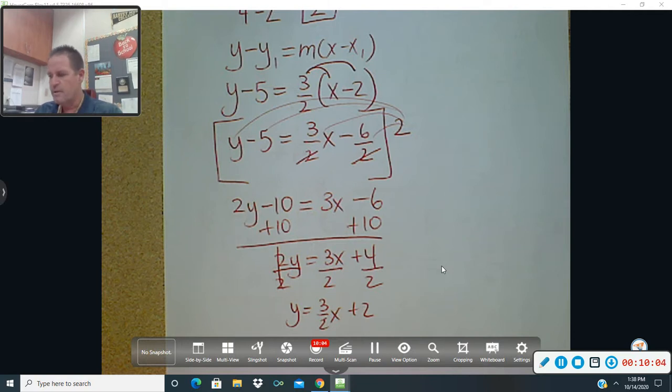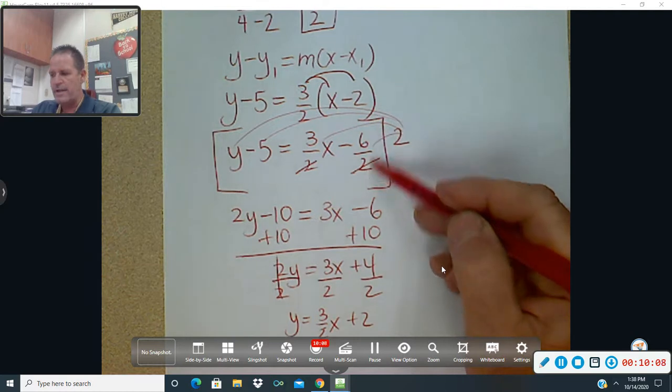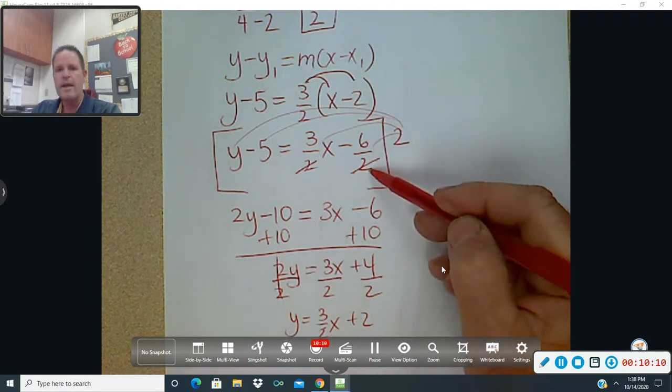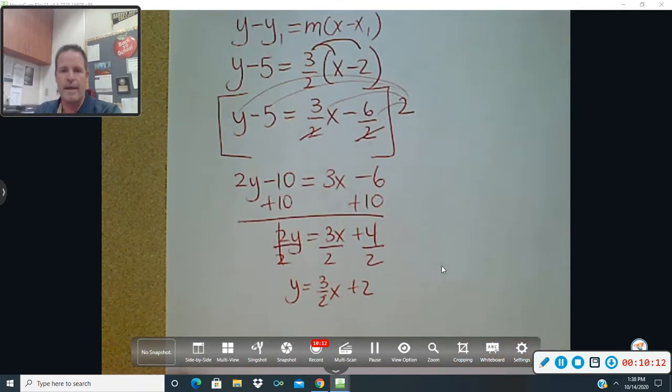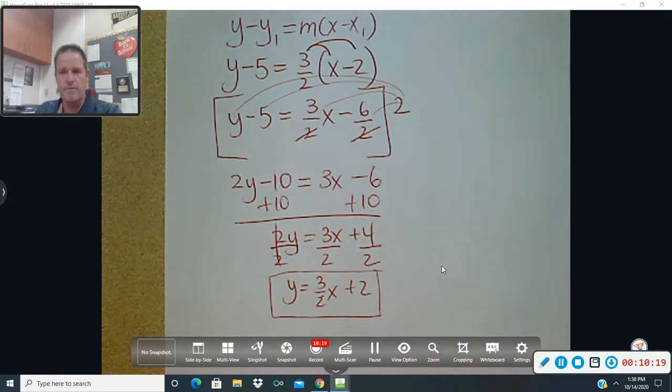Now some of you are asking, could I have divided the 6 by 2 way up here and gotten 3? Absolutely, and you would have gotten the same answer. I just wanted to demonstrate the fraction technique so you could see it. There is our answer in slope-intercept form.